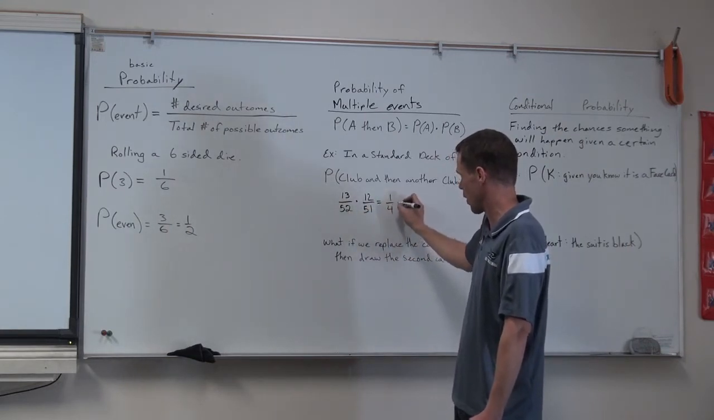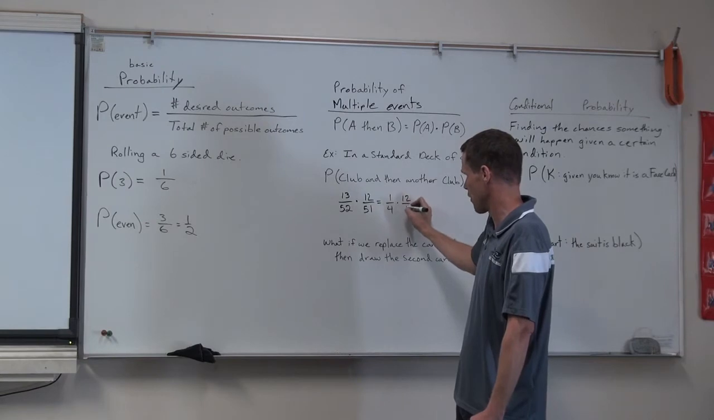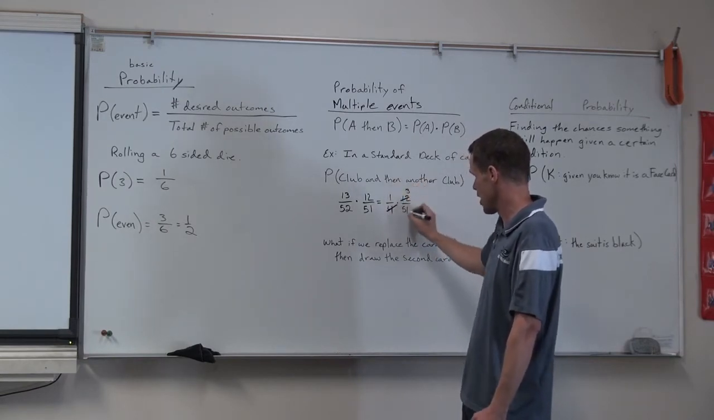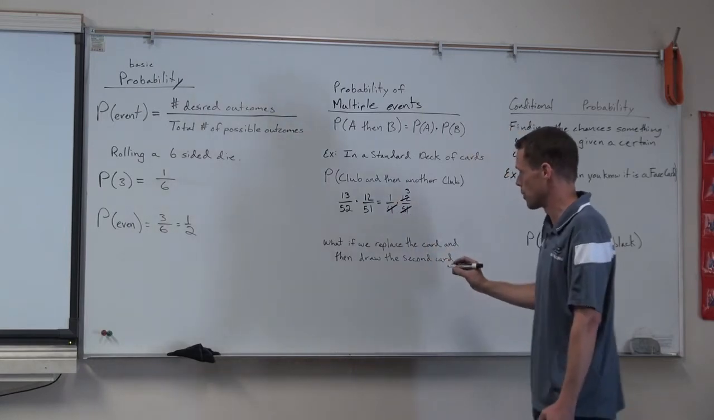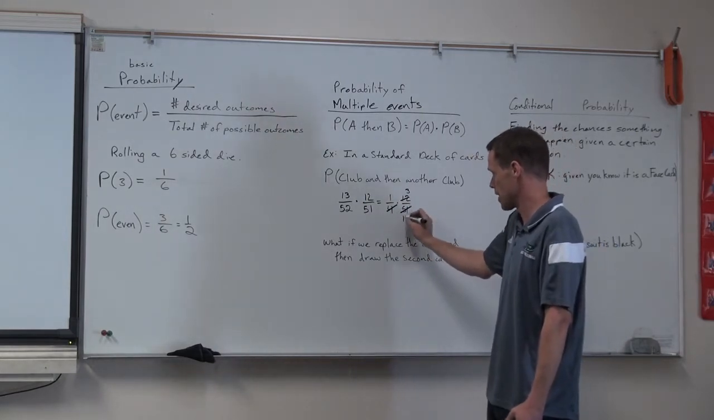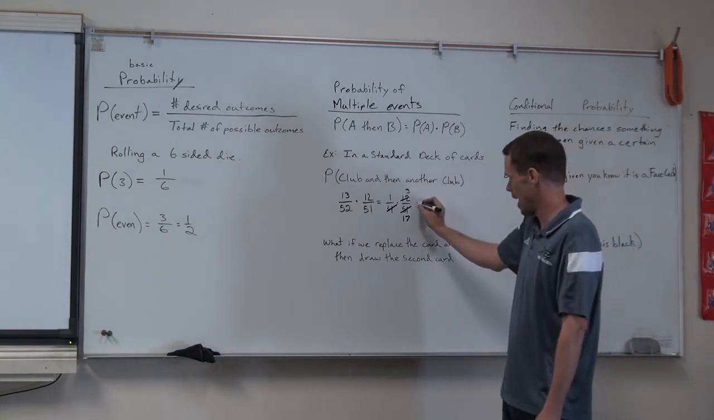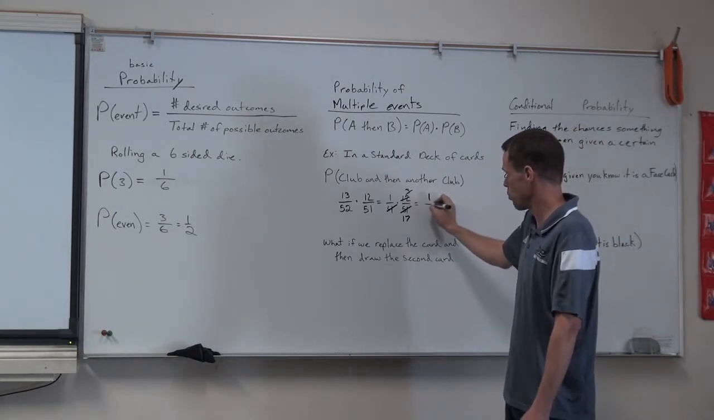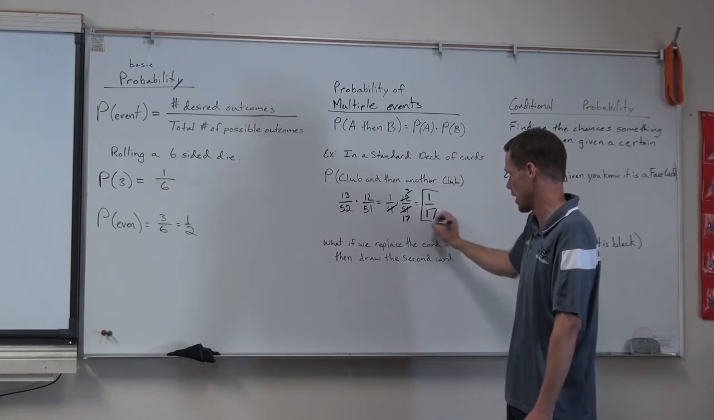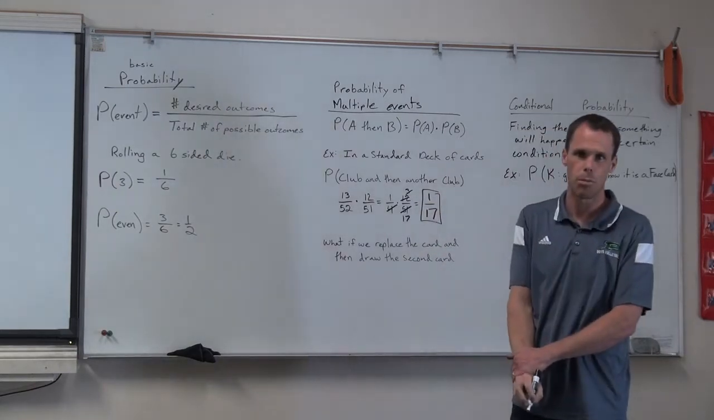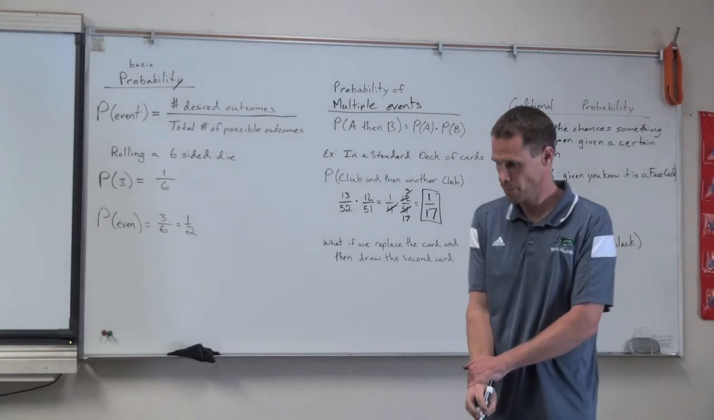That's 1 out of 4. This is still 12 over 51. And the 4 will divide that, become a 3. 51 is actually able to be reduced by 3 to be a 17. And so I now have, reduce the 3, a 1 in 17 chance that they will both be clubs.